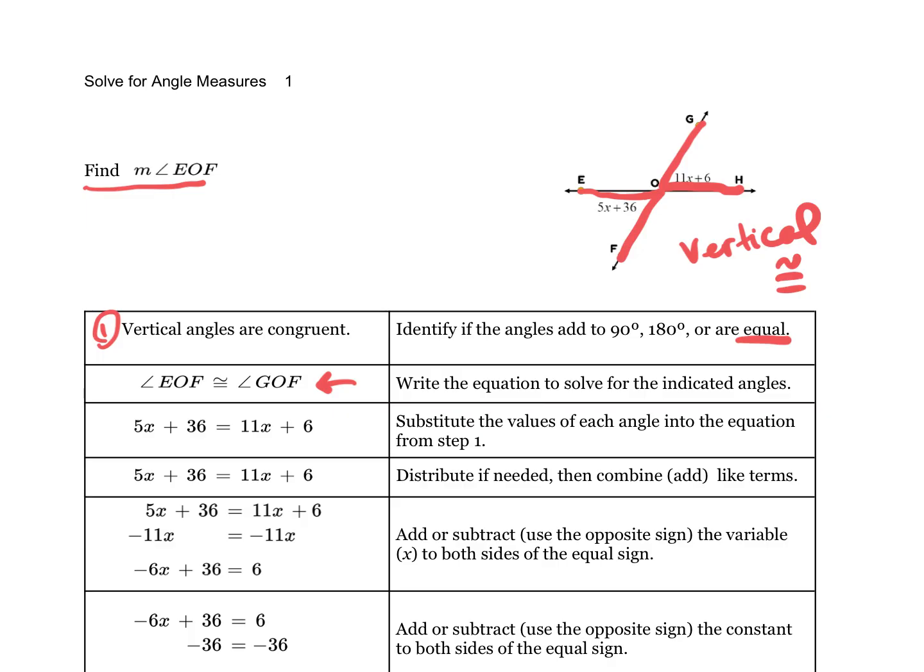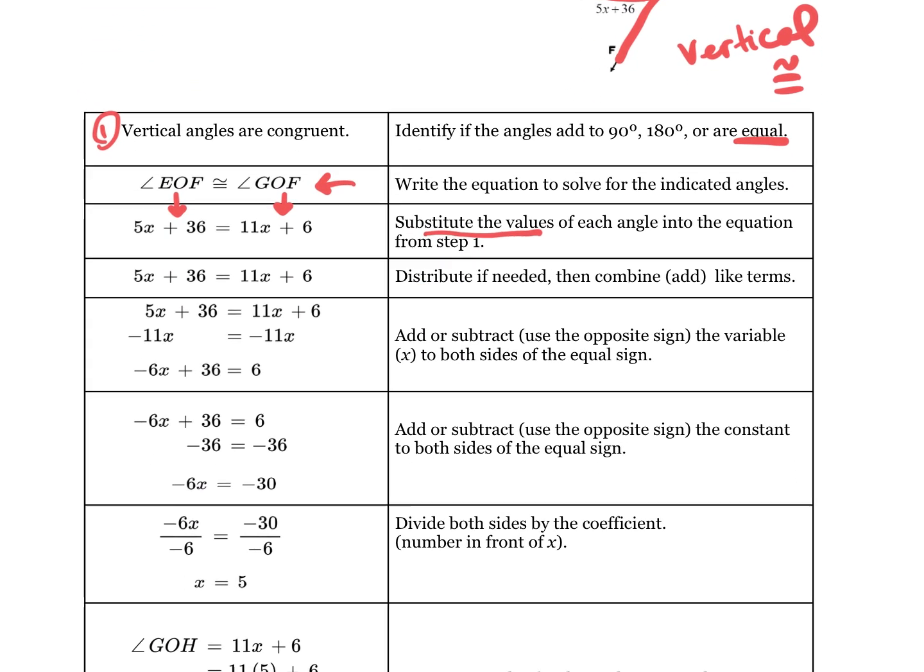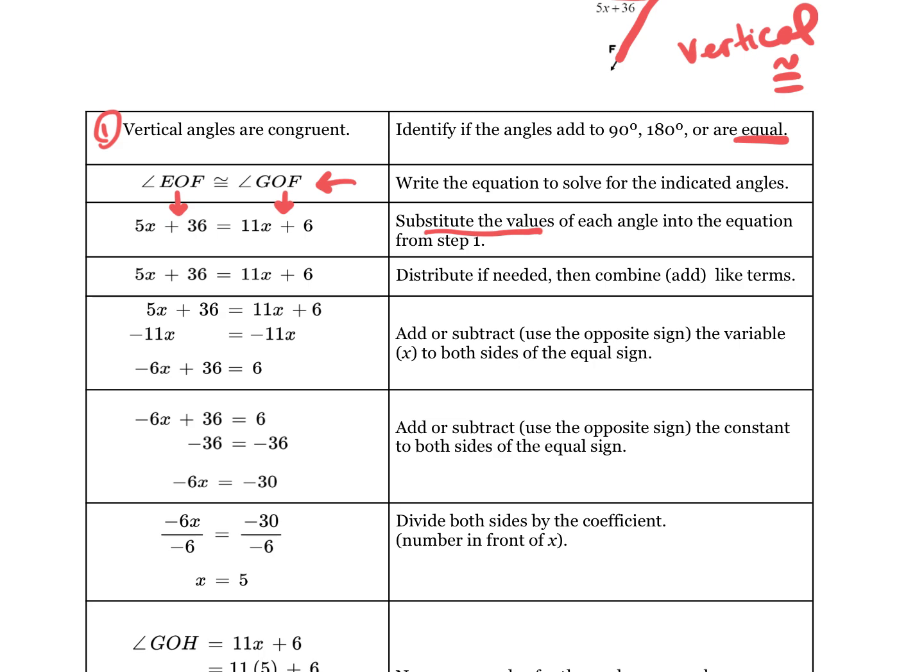So to solve for the measure of these angles, we're going to substitute the values of each angle into the equation. Okay, so angle EOF is represented by 5x plus 36. Angle GOH is represented by 11x plus 6. From here, we have a multi-step equation. Now, step number 4, it says distribute if you have to, and then combine like terms.